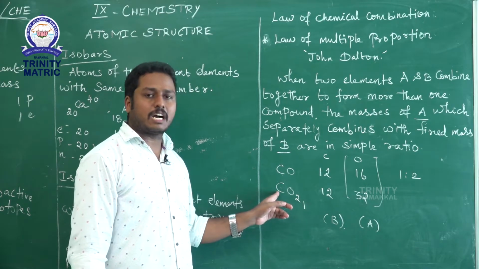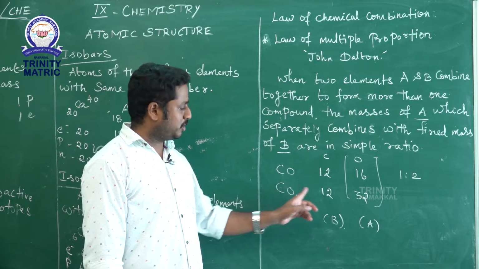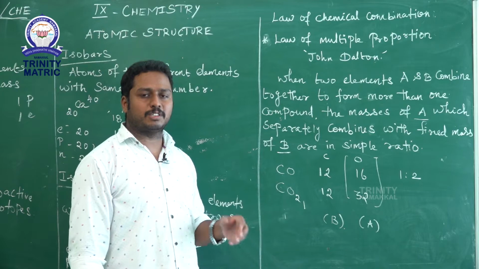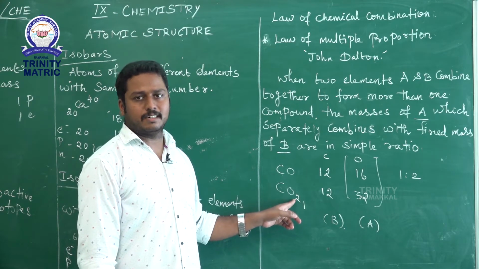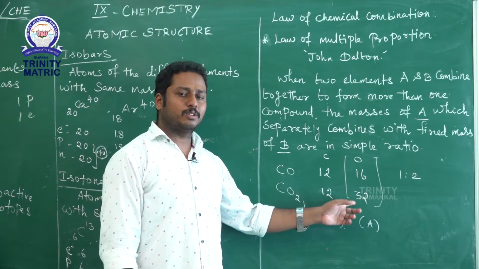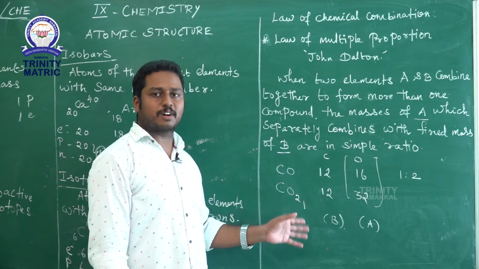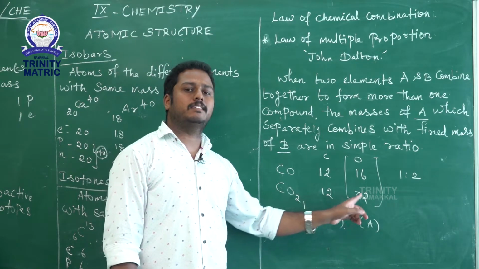The next one is carbon dioxide. The mass of the carbon is 12. Here the mass of the oxygen, you know, is 16. But how many oxygen atoms are here? 2 oxygen. So, the total mass of the oxygen is 32. So, the carbon and the oxygen are combined in the ratio of 12:32 in carbon dioxide.